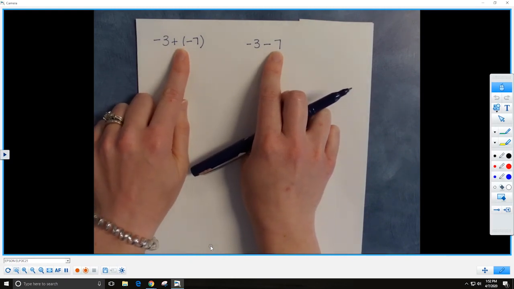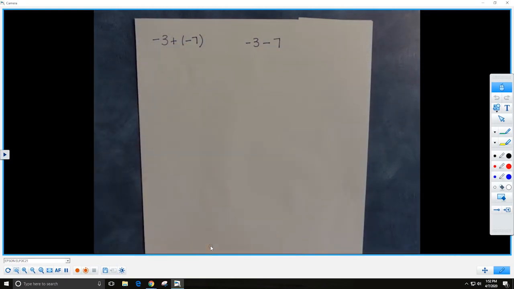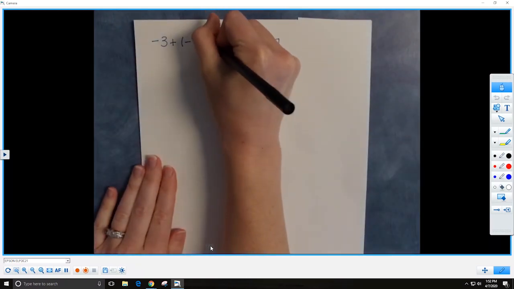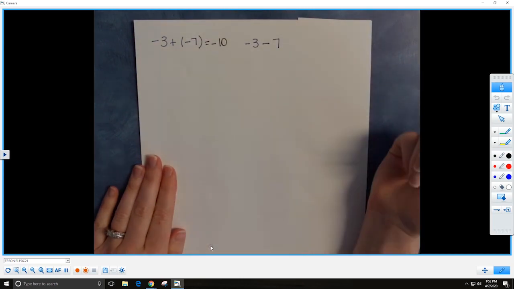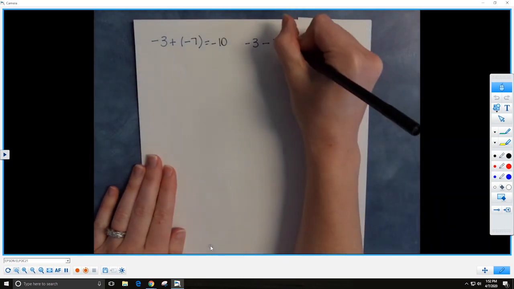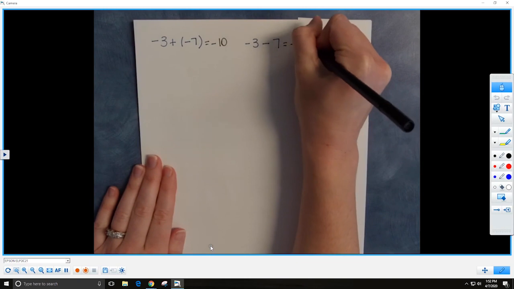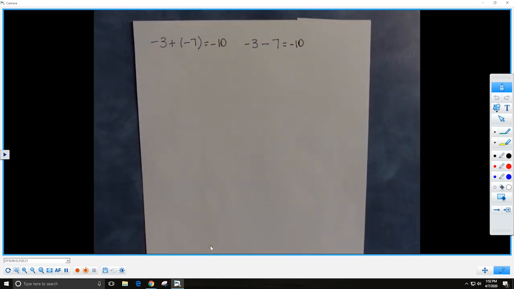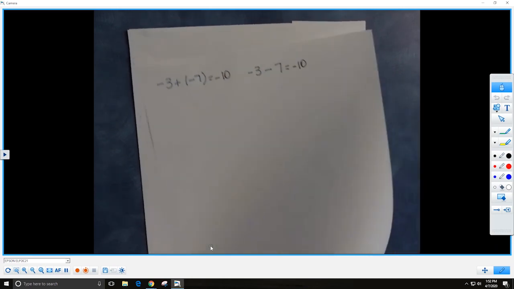I'd like you to simplify each one of these. -3 plus -7 equals -10. -3 minus 7 also equals -10. What strategy did you use to simplify? Did you use a number line? Let's remember how to add integers on a number line.